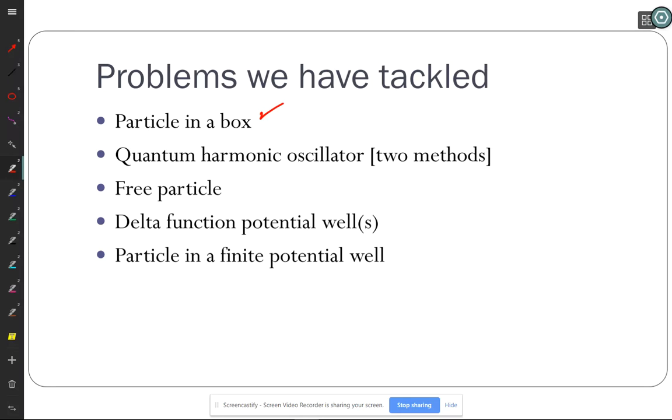Okay. Then we have the free particle. Now with the free particle, we didn't do very much, did we? We have things like group velocity and phase velocity, so make sure you know what those are. And with the free particle, it didn't have quantized energy. And we didn't have a normalizable solution.